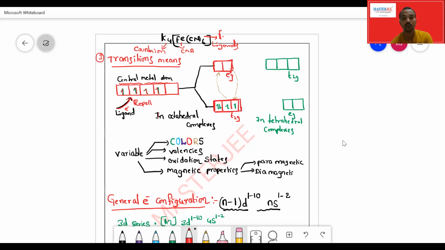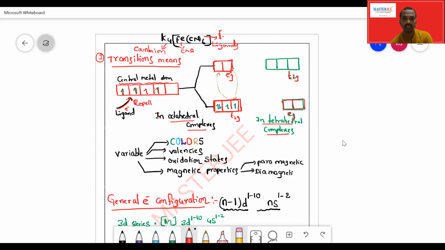For example, this Eg is the high energy level because it experiences high repulsion force from the ligand electrons. It occupies the highest energy level, while T2g, because it experiences low repulsion, occupies the lower energy level. This takes place in octahedral complexes. In tetrahedral complexes, it happens quite the opposite. That means T2g will go upward, and Eg will occupy the lower energy levels. Like this it takes place, T2g and Eg.